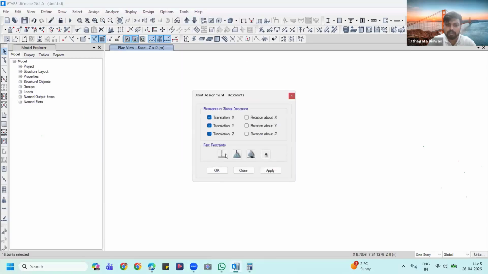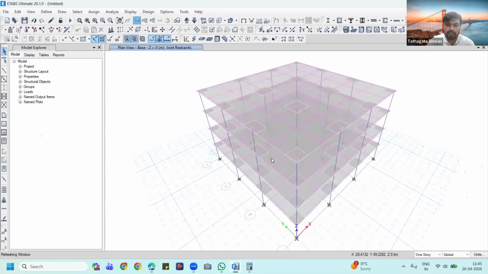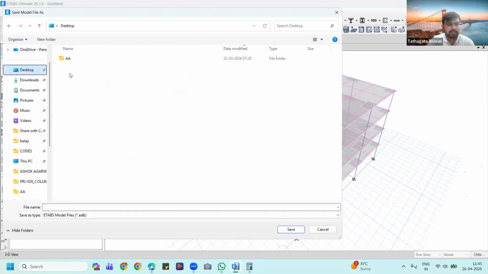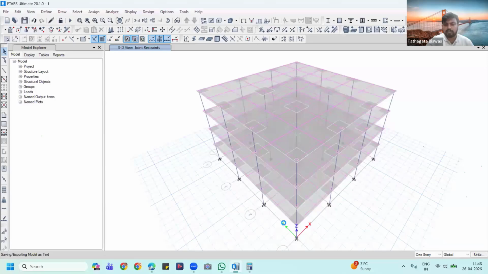Whenever we do the foundation design, after that we'll do the soil structure interaction. In that case, we'll be able to get the exact behavior of the columns. As of now, we'll keep this as a fixed support and run the analysis. Once you run the analysis, it will ask you to save the model. We'll just save it over here and run the analysis.